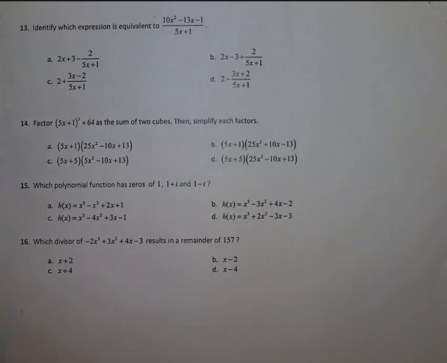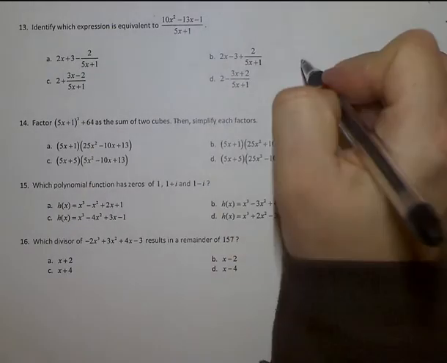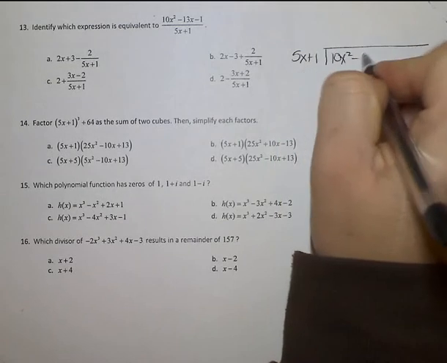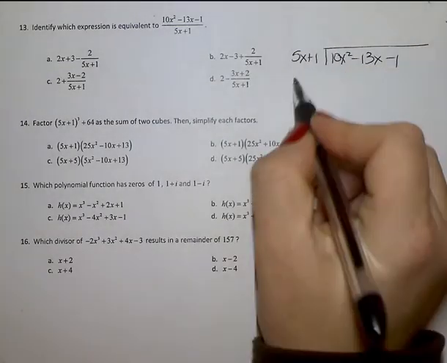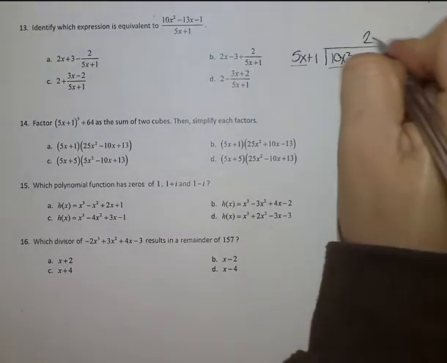Number 13 is already similar to problems we have done. Which of the following is equivalent to this expression? So let's do the long division. 5x times what is 10x squared? The answer is 2x.